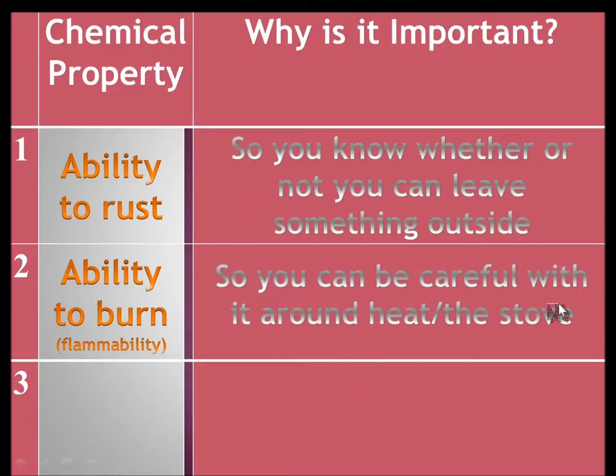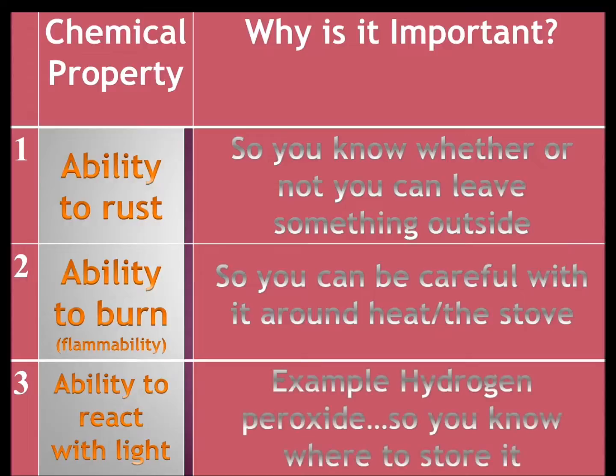And the last one we're going to talk about, you may not have ever thought before, but some things have the ability to react with light. And one of those things is probably in your medicine cabinet at home. It's called hydrogen peroxide, or we just probably call it peroxide. And have you ever noticed that peroxide is in a brown bottle, but rubbing alcohol is in a white bottle? And the reason is because hydrogen peroxide reacts with light.